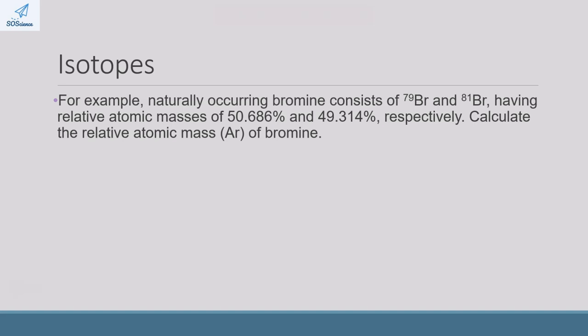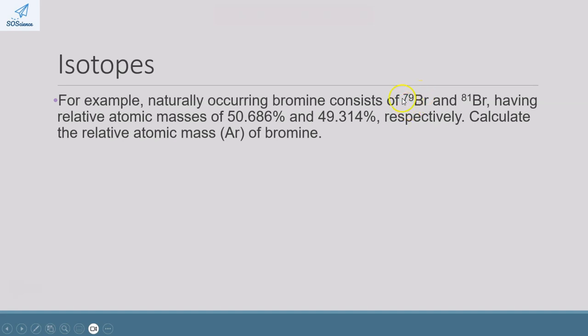So let's take a look at an example. In a sample of naturally occurring bromine, scientists found bromine 79 and bromine 81, with 50.686% occurrence of bromine 79 and 49.314% occurrence of bromine 81.